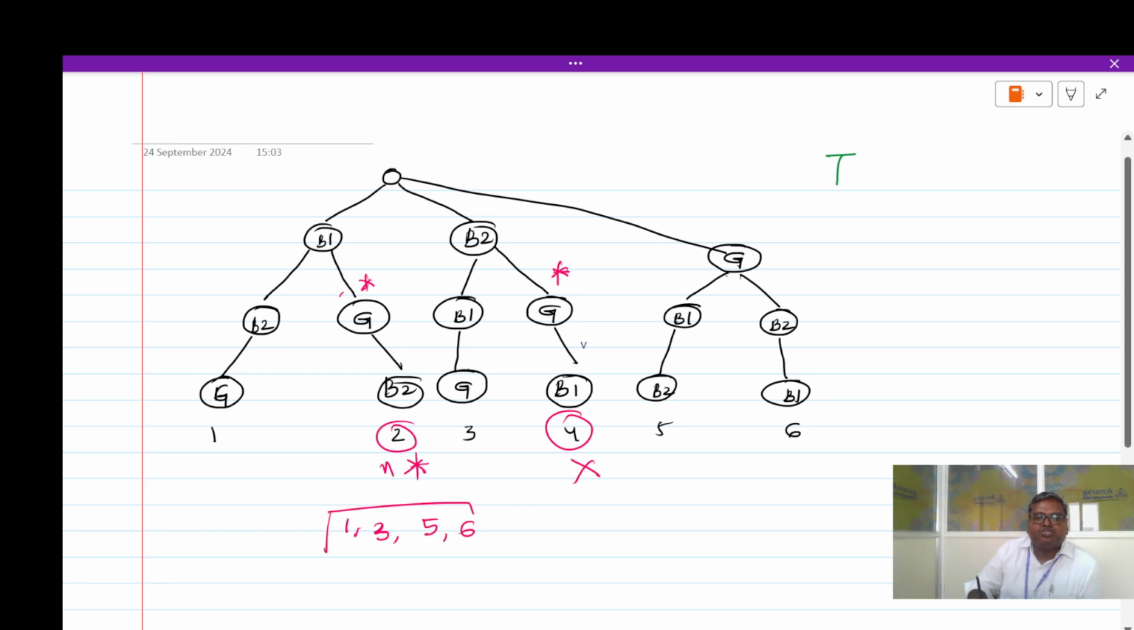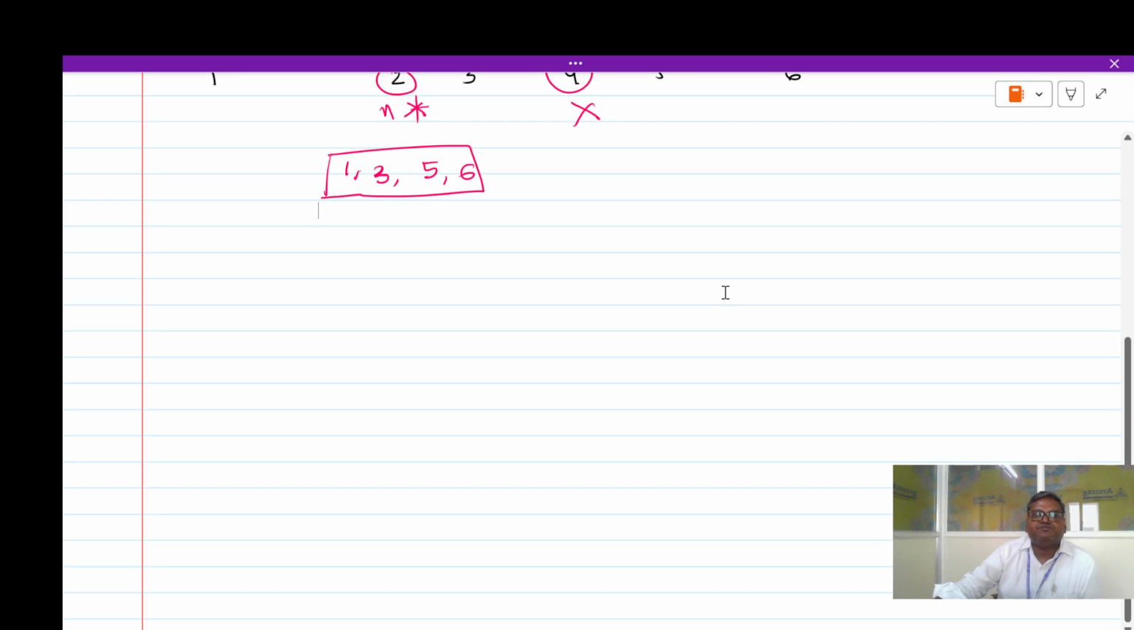See, here I am not talking about which one is optimal, which one is better. I am exploring all the possibilities. I am giving all the valid solutions. Now let me give you one more example, which is called the 4 queens problem.